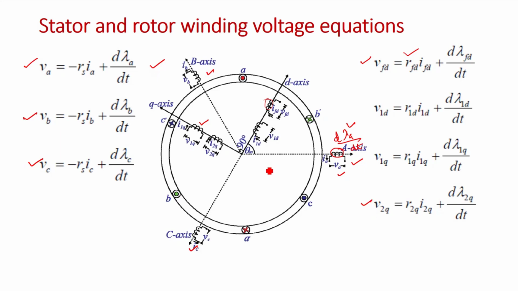Similarly, for the 2Q winding, V2Q equals R2Q I2Q plus d lambda 2Q by dt. So then we found the voltage equations. Now I want to find the flux linkage equations: lambda A, lambda B, lambda C, lambda FD, lambda 1D, lambda 1Q, and lambda 2Q. So how can you write the equations?